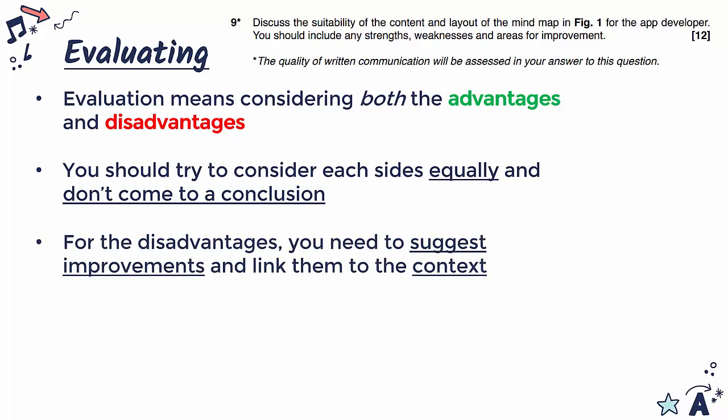And as the exam question will actually state, for the disadvantages you need to suggest some improvements and also make sure these improvements are linked to the context. So there'll be context around this mind map or the other document they are asking you about. Make sure it is linked to the scenario, don't just talk in general terms. And it is important to not just state the disadvantage, you've also got to say how it could be improved, otherwise it doesn't look like you've really understood why it is a disadvantage.